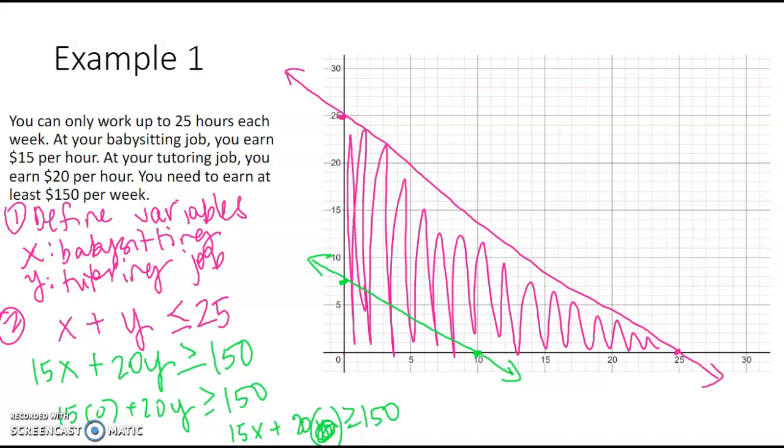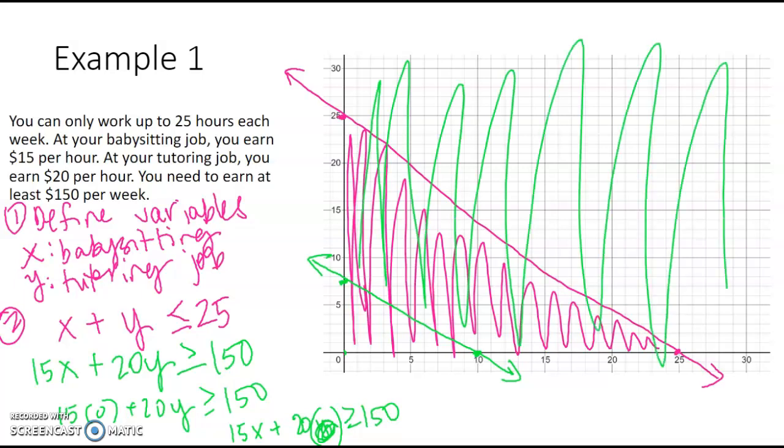I want to choose a point and see if it satisfies. So let's choose the point 0, 0. So 15 times 0 is 0, plus 20 times 0 is 0, so 0 is greater than or equal to 150. That is not true, which means that the point 0, 0 is not part of my solution, so I'm going to shade above my line. That's going to be my solution set.